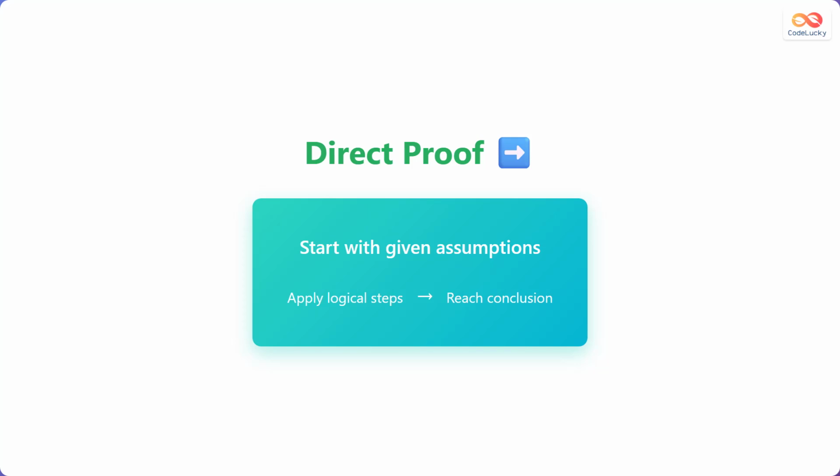Let's begin with direct proof. The approach here is straightforward. Start with the given assumptions or premises. Then apply logical steps to move from those assumptions towards your desired conclusion. If you can successfully link the assumptions to the conclusion using logic, you have a direct proof.